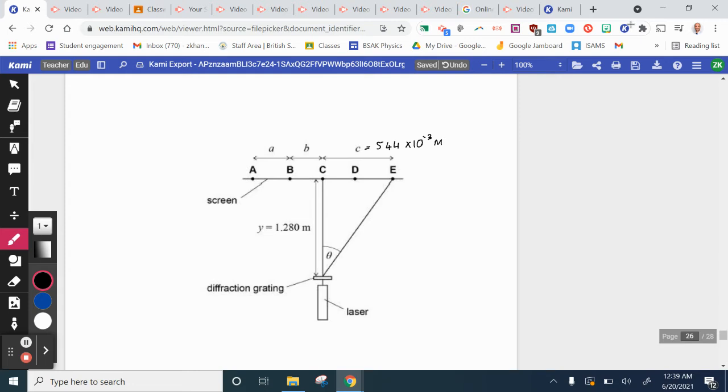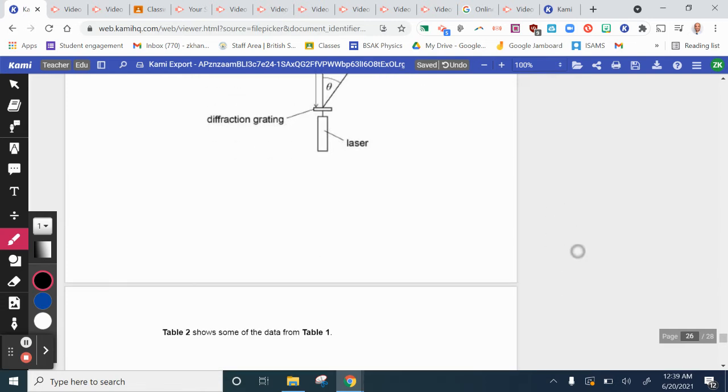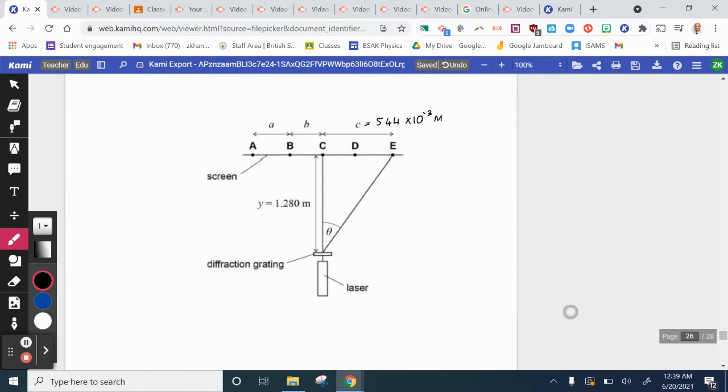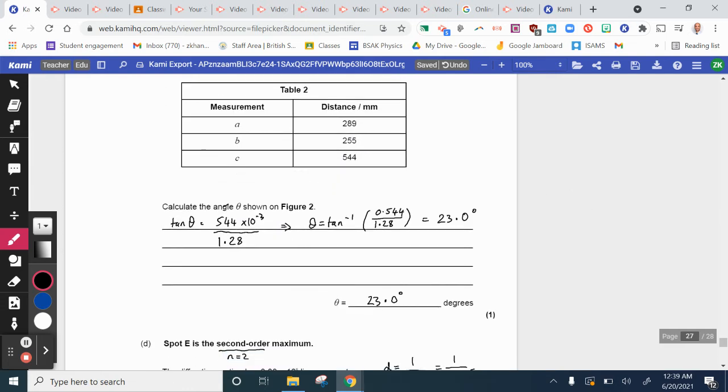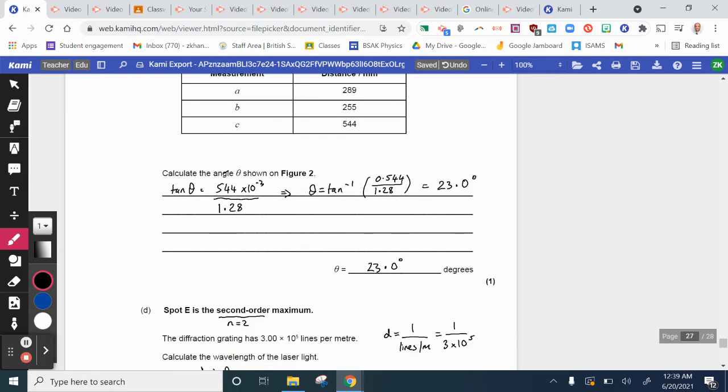Okay, so we've got to calculate this angle here, theta. That distance is 1.28. This distance is 544 millimeters. In meters, it's just divided by 1,000. And we use tan, as we've got the opposite and the adjacent. So tan theta is 544 times 10 to the minus 3 over 1.28, and that gives us 23 degrees.